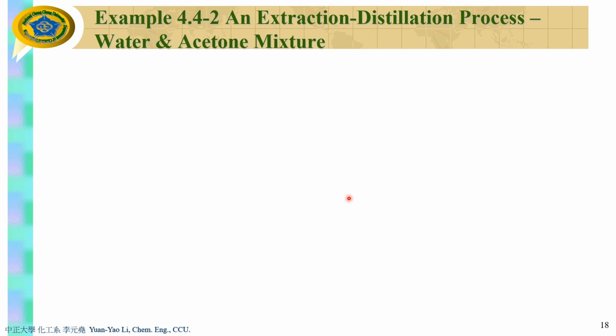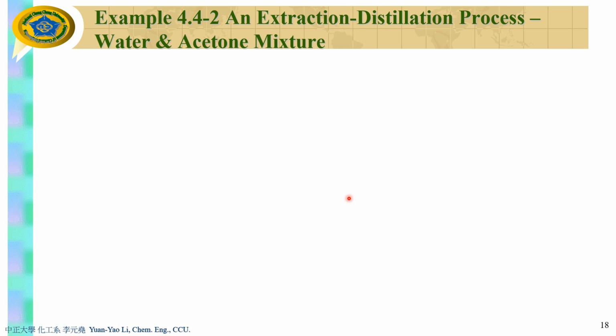But before we really do the calculation of input equal to output, I want you to know what liquid-liquid extraction is. The example of 4.4-2 is an extraction distillation process, which is the combination of liquid-liquid extraction together with distillation. I already told you what distillation is. Okay, so what is the water process? This is the example of a water acetone mixture.